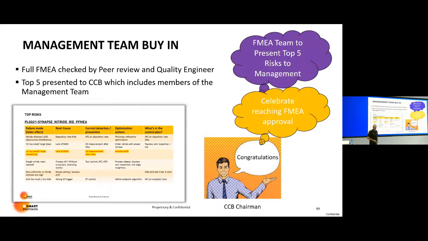Yeah, I absolutely love this one. We take the 5 risks and present them in the CCB. The CCB must have management team members available, otherwise it's postponed. That's a big signal to our management to really turn up if they don't want to delay the project, because then we make them guilty and make them pay.